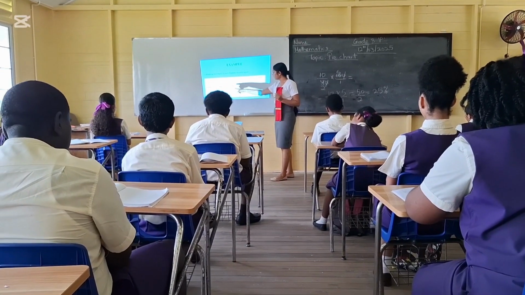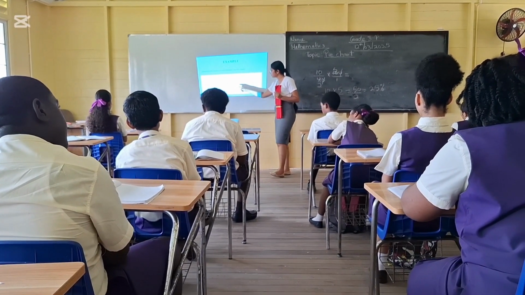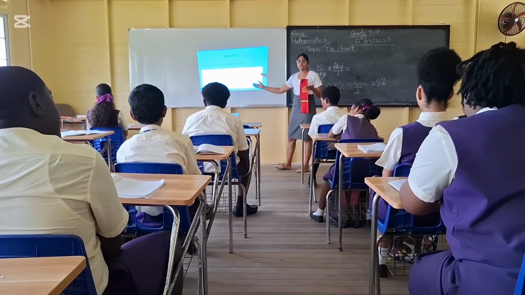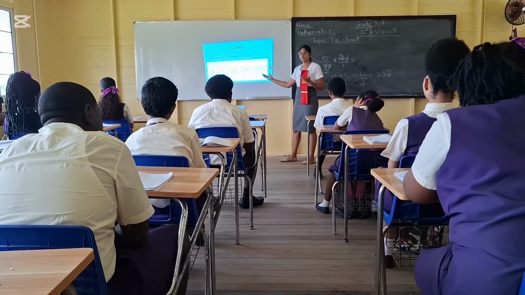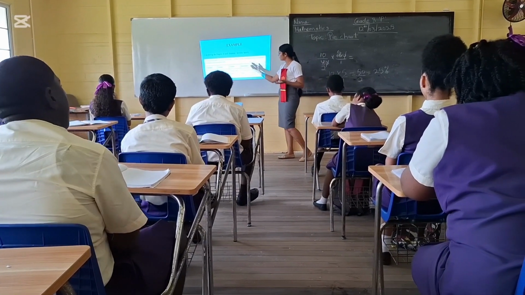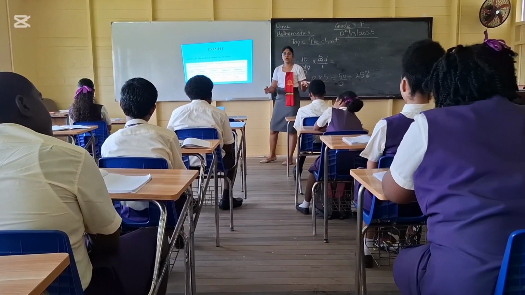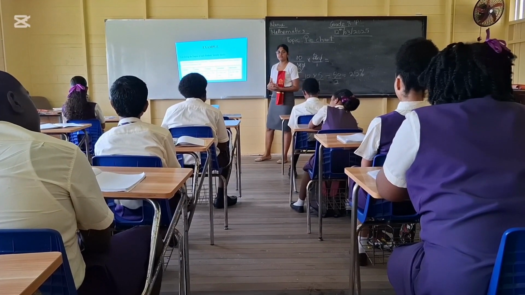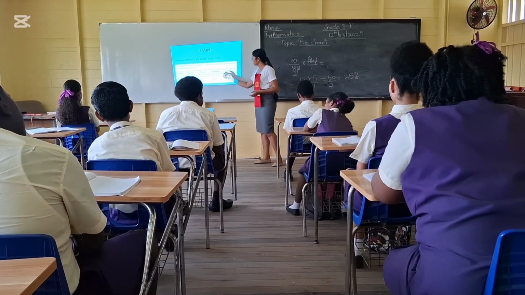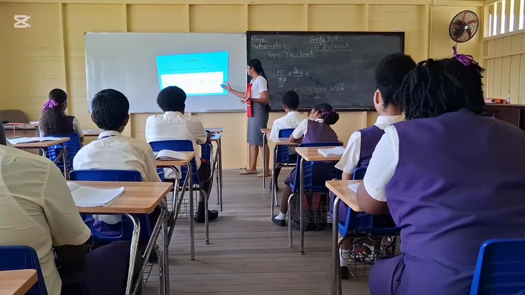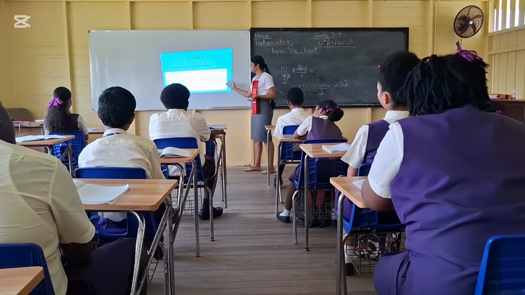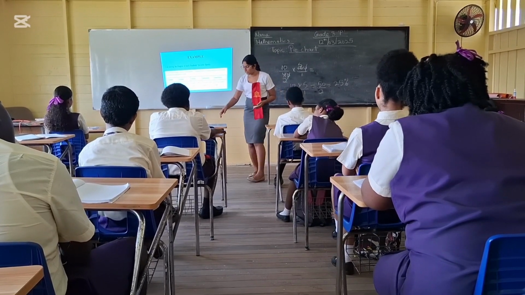You have hockey, 5 over 40 times 360 degrees, and that will give you 45 degrees. Cricket, 5 students like cricket, 5 over 40 times 360 will be 45 degrees. Basketball, 10 over 40 times 360 will give you 90 degrees. And badminton is 10 over 40 times 360 will be 90 degrees.